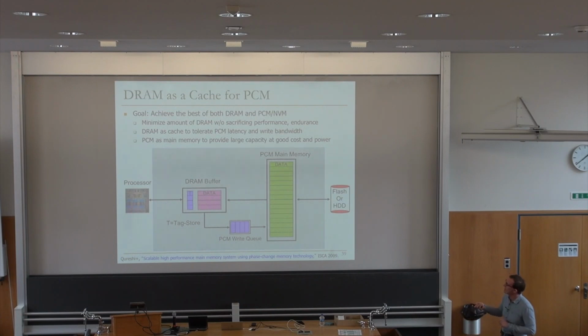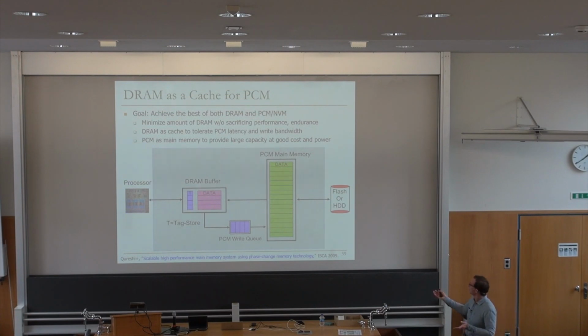And it also actually tried to have both DRAM and phase change memory in the system. So basically, we would like to achieve the best of both DRAM and phase change memory, or some NVM. And of course, DRAM is not very scalable, so we'd like to minimize the amount of DRAM without sacrificing performance and endurance. So how do we achieve this? Well, one way of doing it is having DRAM as a cache to tolerate the phase change memory latency and write bandwidth and endurance issues. And phase change memory is the real main memory that's exposed to applications. It provides large capacity at good cost and hopefully power, right?